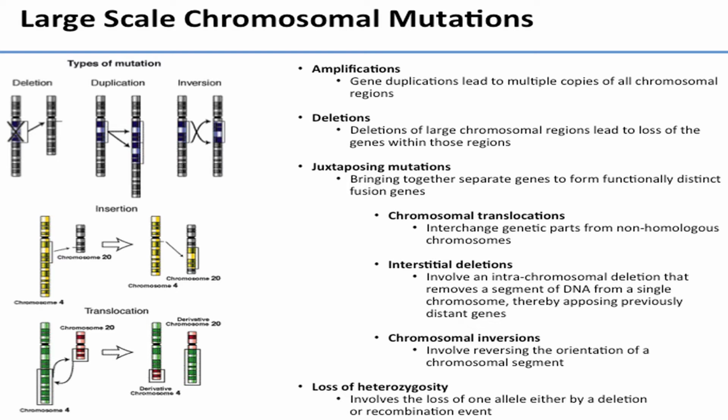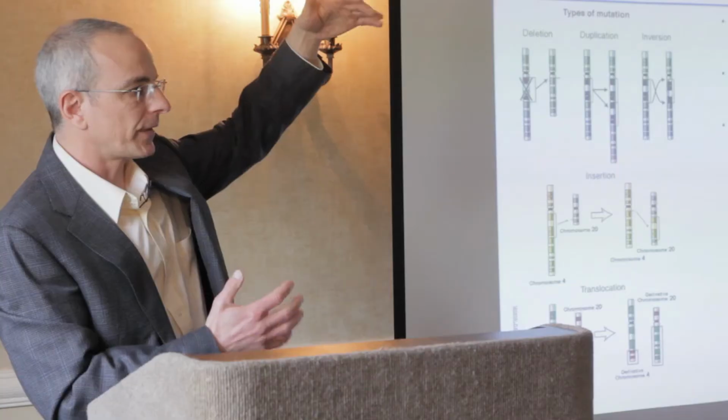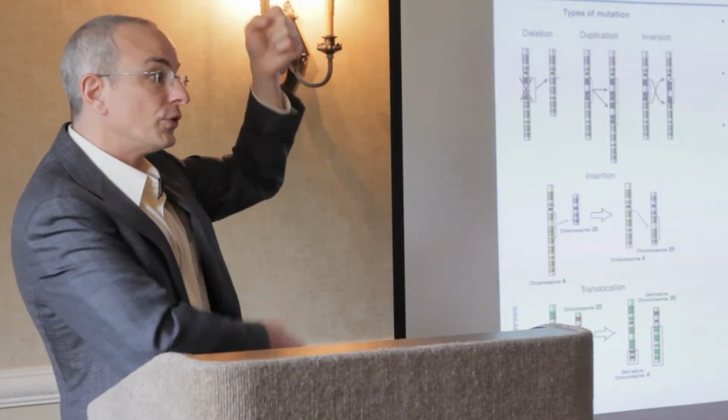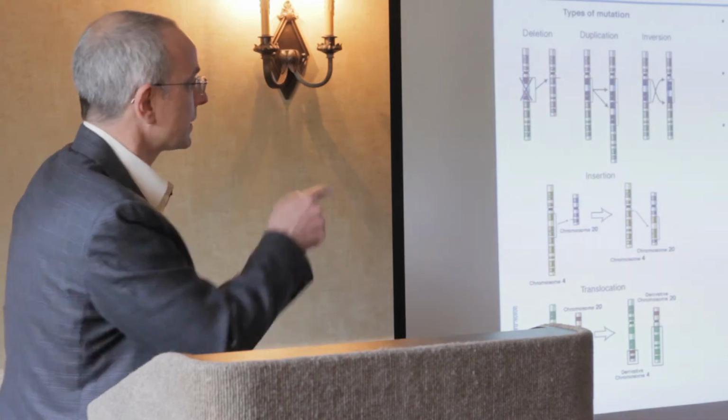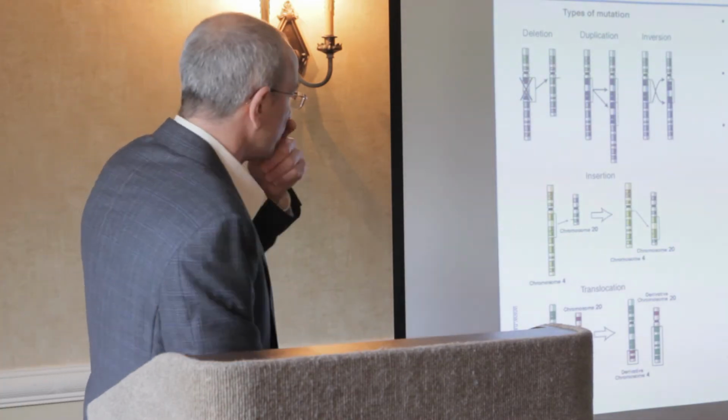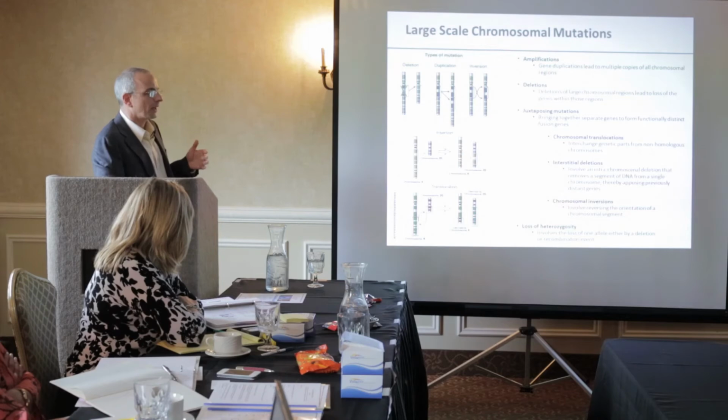Then you've got these juxtaposing mutations. That's bringing together separate genes to form functionally distinct fusion genes. So that basically means that a chunk went out and it took half of one gene, half of another, brought them together, and now you have a new gene. It's a fusion. So you got half of one, half of another, and there's an example I'll show you of that, and how tests are done to detect that.